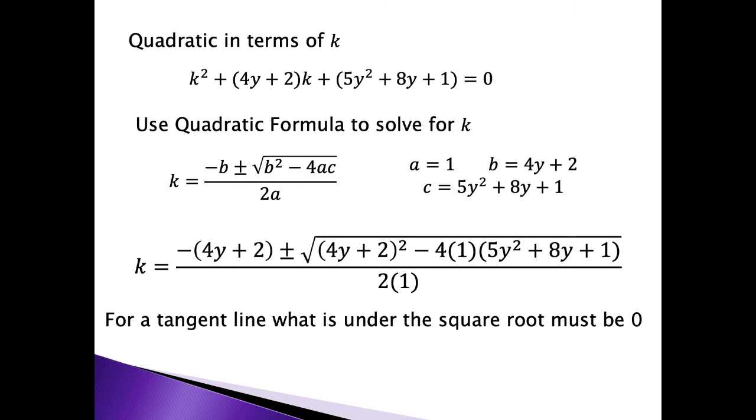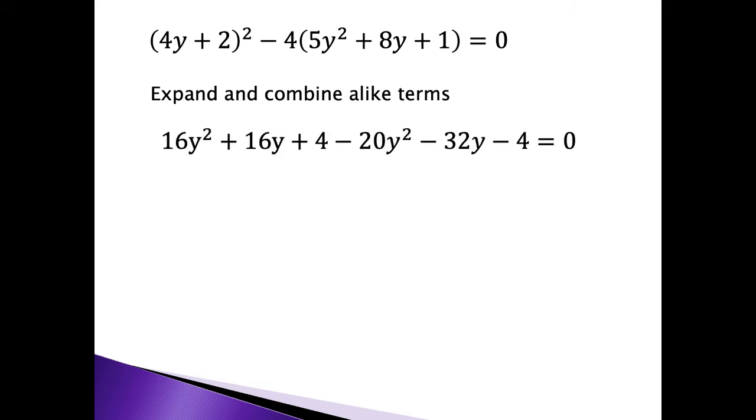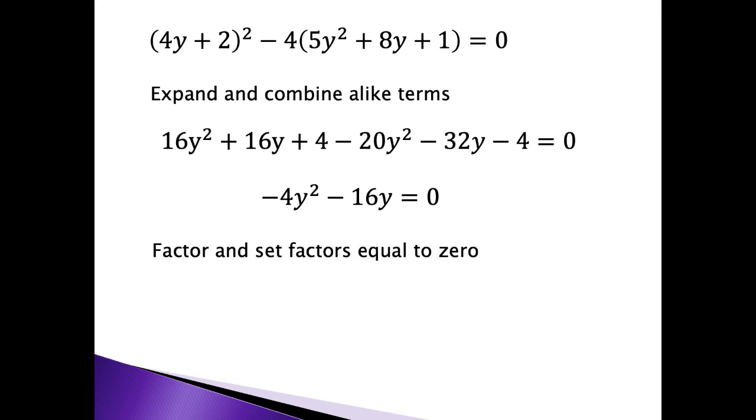For a tangent line, what is under the square root must be 0. That means that we need to show that (4y plus 2) squared minus 4(5y squared plus 8y plus 1) must be equal to 0, which means we need to expand and combine like terms. So we have 16y squared plus 16y plus 4 minus 20y squared minus 32y minus 4 equals 0. That leaves us minus 4y squared minus 16y equals 0. Factoring out, we have minus 4y (y plus 4) equals 0, which tells us y equals 0 and negative 4.